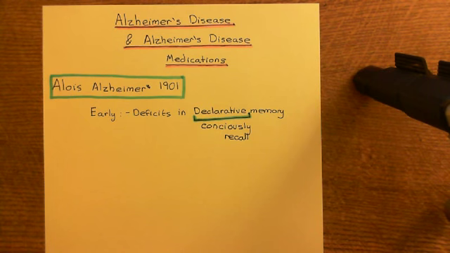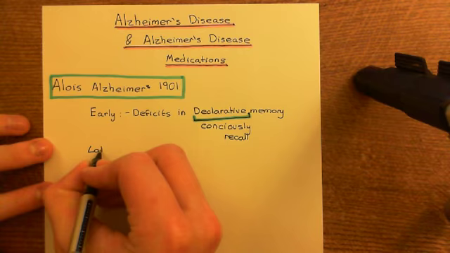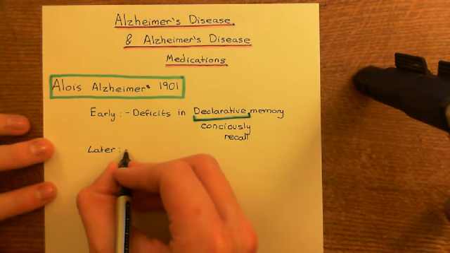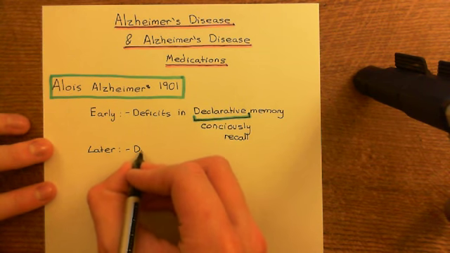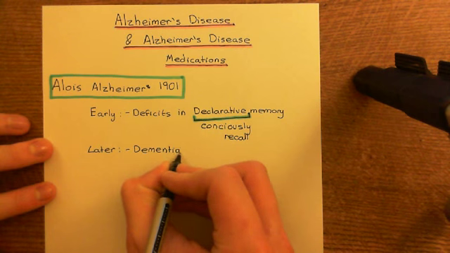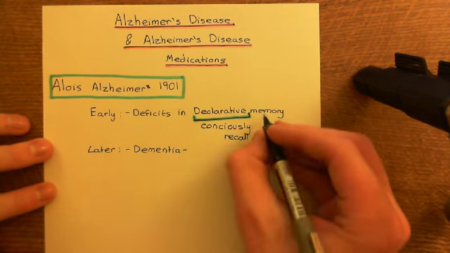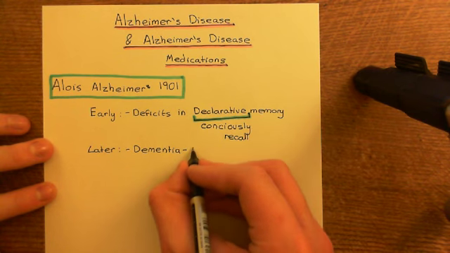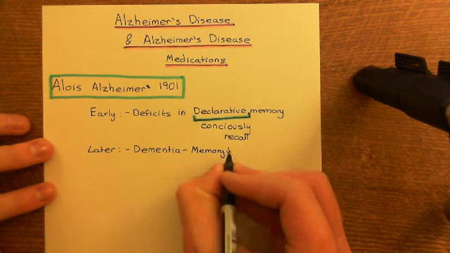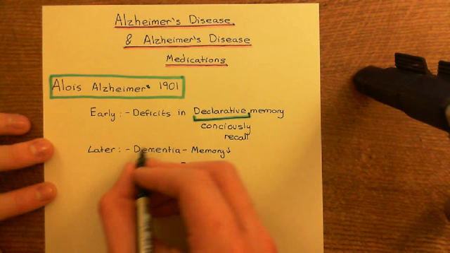In the later stages of Alzheimer's disease, it starts to get worse. You start to get full-blown dementia. So what is meant by dementia? Dementia encompasses three things mainly. Firstly, you lose memory. Dementia includes loss of declarative memory, so memory goes down. But other things are included under the term dementia as well.